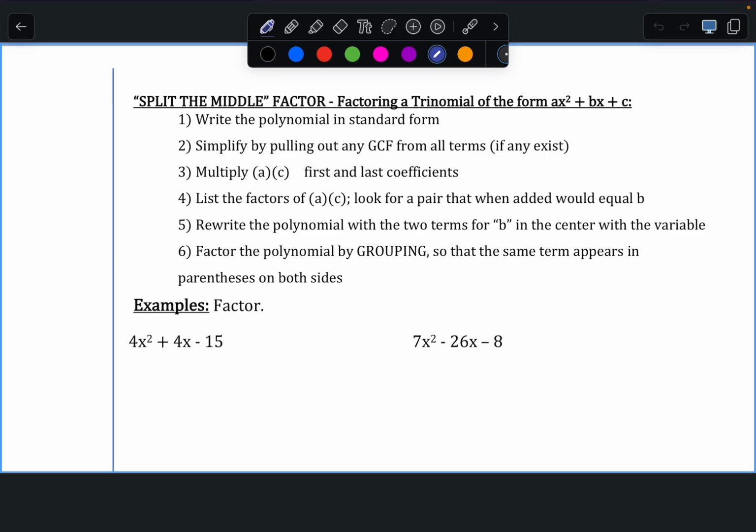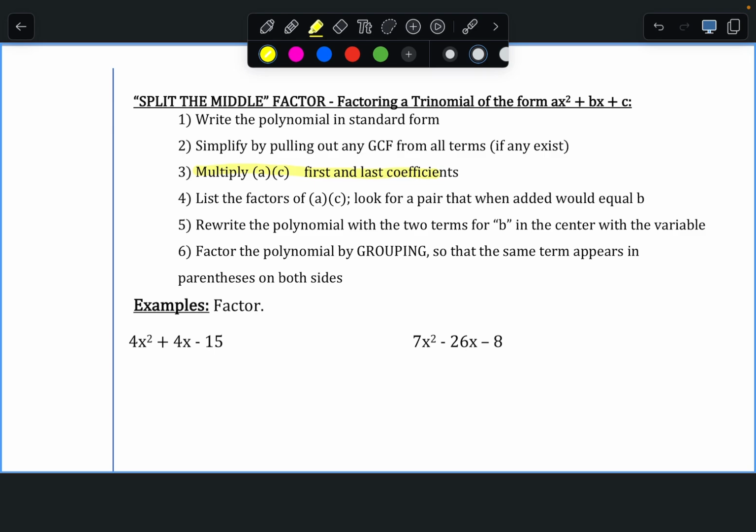So when we work through split the middle, the first step is that we always want to write it in standard form. That's pretty common here. And we want to take out any greatest common factors. If we can't do that, then we're going to move on to steps 3, 4, and 5. If you take a look at step 3 here, step 3 says that I'm going to multiply the A and the C, which are my first and my last coefficients. Does that look similar to what we did yesterday? Yeah, right? So that part is still very much the same.